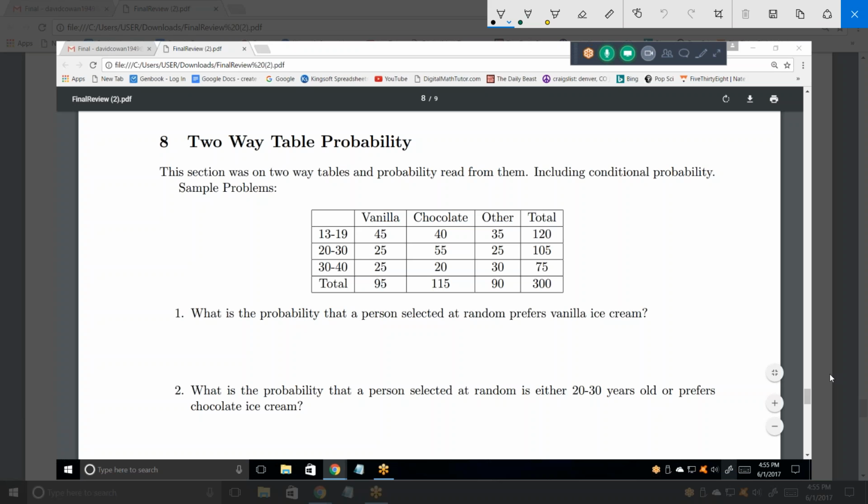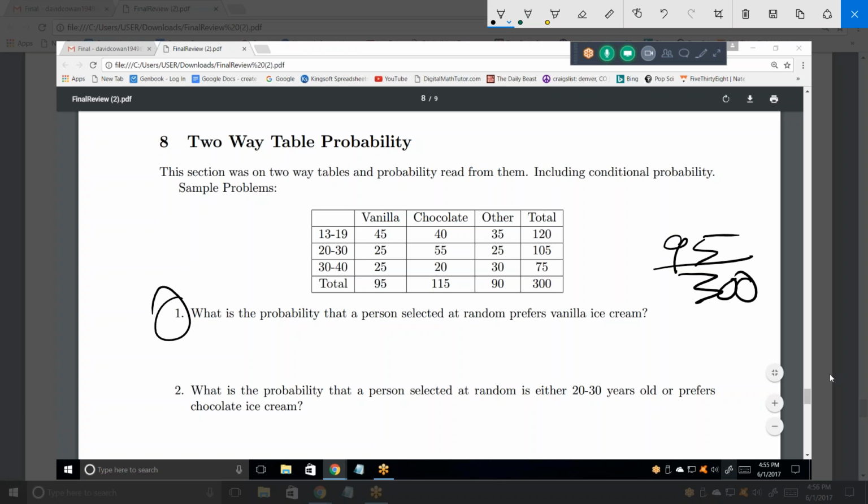So what's the probability that a person selected at random prefers vanilla ice cream? So there's 300 people total. And there's 95 people who like vanilla ice cream. So it's 95 out of 300. Perfect.